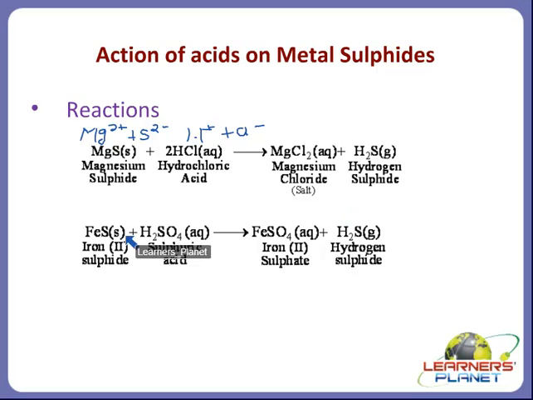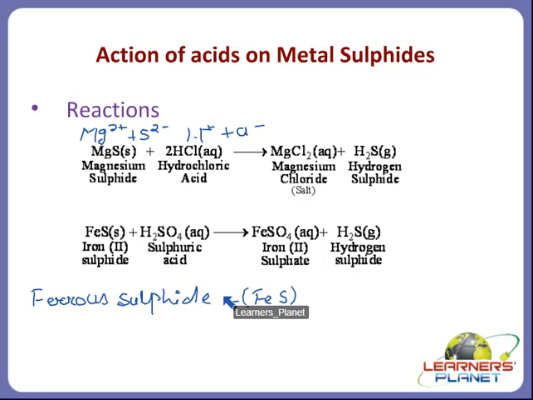Right, students? Taking up another example, that is iron 2 sulfide. Iron 2 sulfide is also called ferrous sulfide. Now this ferrous sulfide has the formula FeS. What is it doing? This ferrous sulfide is reacting with sulfuric acid, and is forming FeSO4 and H2S.